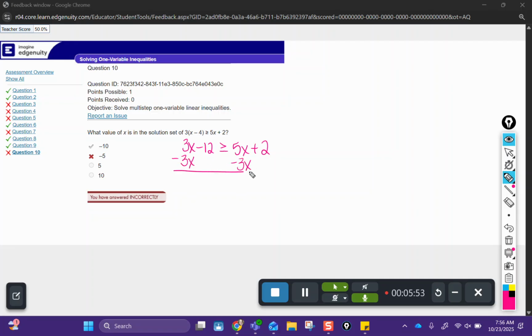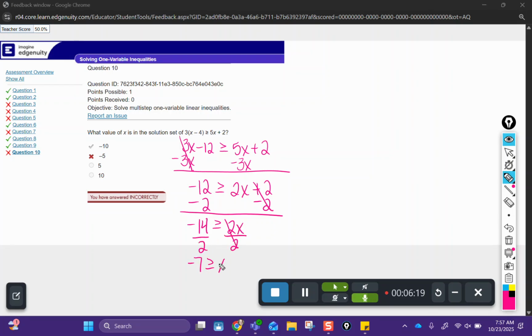I don't like negatives in front of my variables because then when you divide, you have to flip the symbol. Students forget that a lot. So bring down the negative 12. 5x minus 3x is 2x plus 2. Subtracting 2 from both sides, we get negative 14 is greater than or equal to 2x. We divide both sides by 2. We get negative 7 is greater than or equal to x.